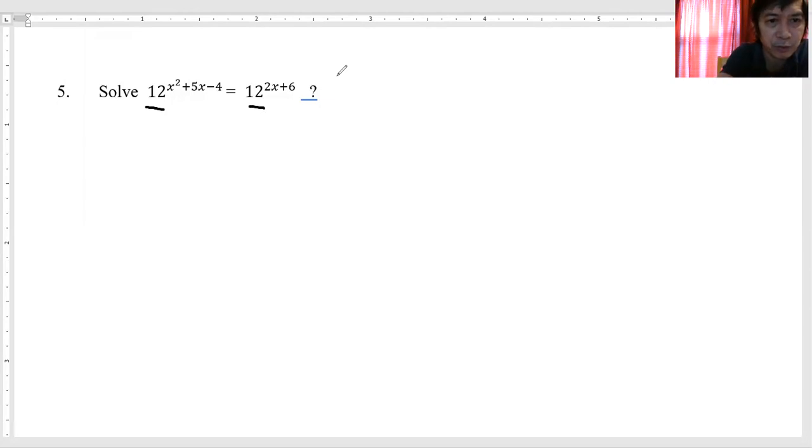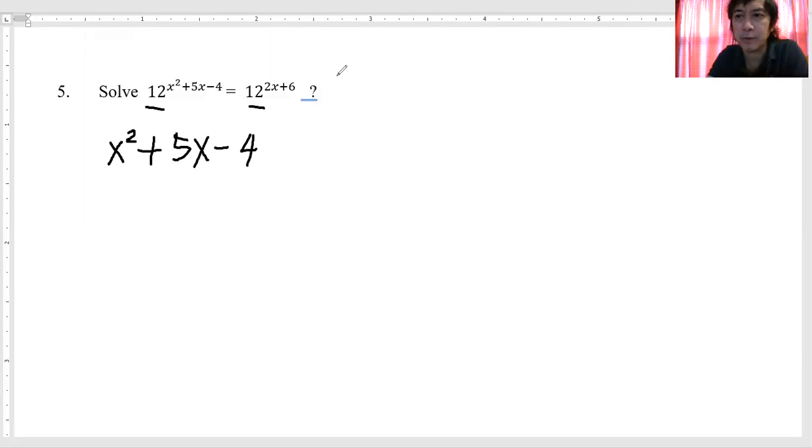So we will continue with x squared plus 5x minus 4. That's the exponent of the left side expression. We can now equate this to the exponent of the right side, which is 2x plus 6. There. And so we will encounter here a quadratic equation, okay? A quadratic equation.